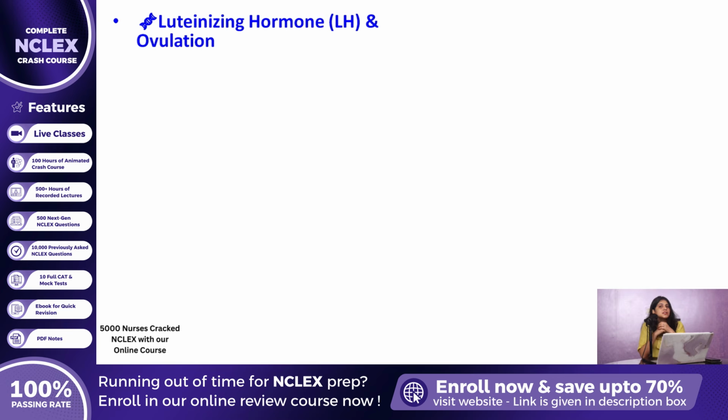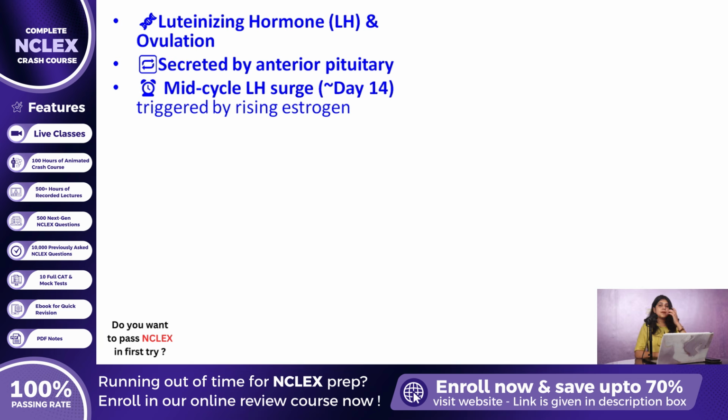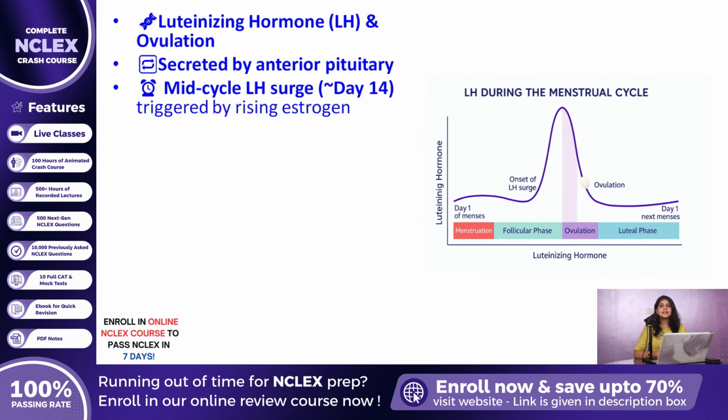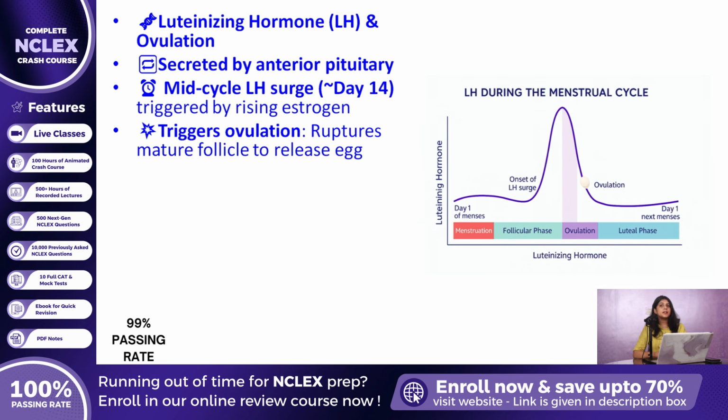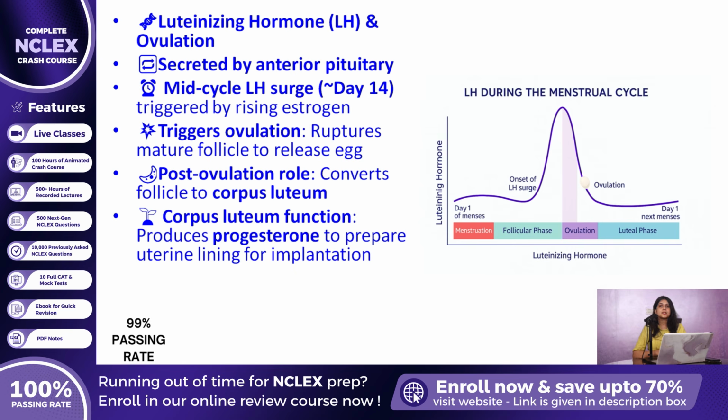Here is the rationale. Luteinizing hormone, or LH, which is secreted by the anterior pituitary gland, is the primary hormone responsible for triggering ovulation. Around the midpoint of the menstrual cycle, typically day 14 in a 28-day cycle, rising estrogen levels from the dominant follicle cause a sudden surge in LH. This LH surge causes the mature follicle to rupture and release an egg, marking ovulation. Additionally, LH also plays a key role in converting the ruptured follicle into the corpus luteum, which produces progesterone to help support a potential pregnancy by preparing the uterine lining for implantation.